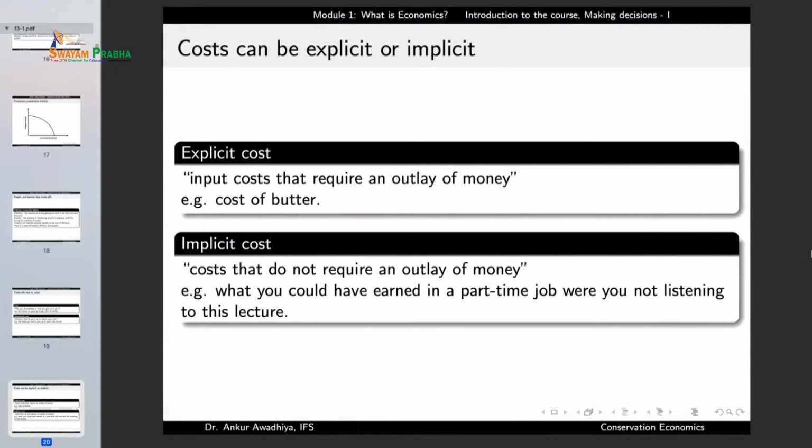There are explicit costs, there are implicit costs. Now, implicit costs, because they do not require an outlay of money, it is very easy to forget the implicit costs. And which is what often happens when we are making a choice about conservation. People forget about the implicit costs, especially opportunity costs.